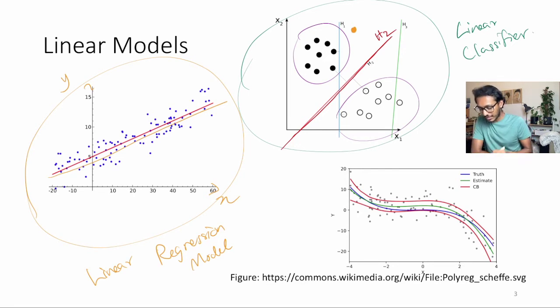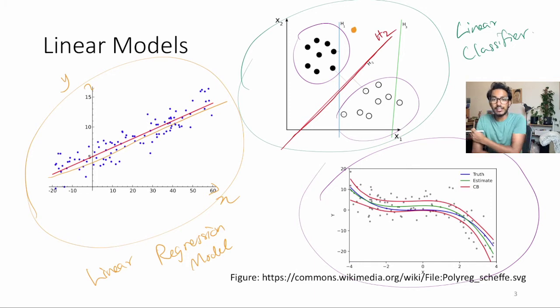And we have this other thing here as well. Again, it's a regression model, but this is a polynomial regression, which is also a linear model. So when we say linear models, we don't have to think that they are going to be a straight line. It could be a polynomial relationship as well, right?